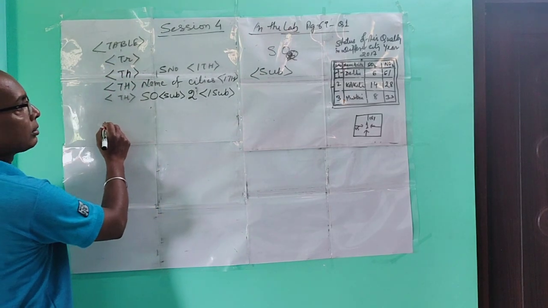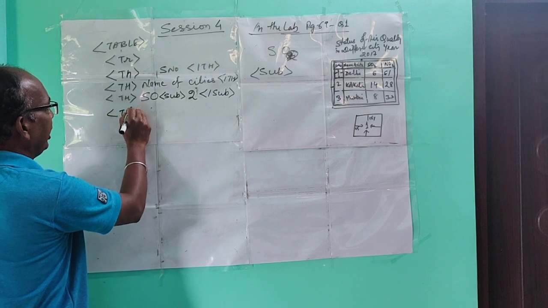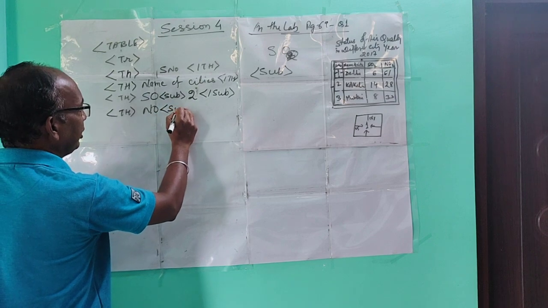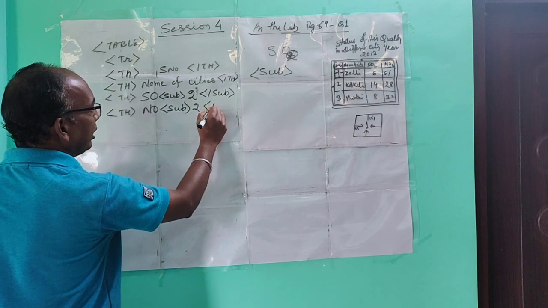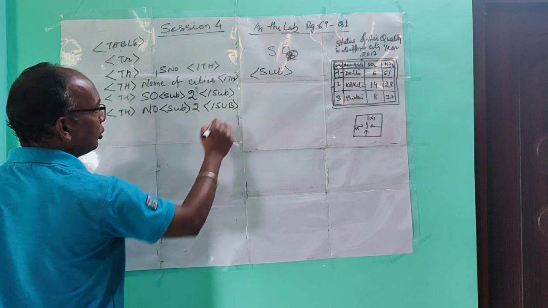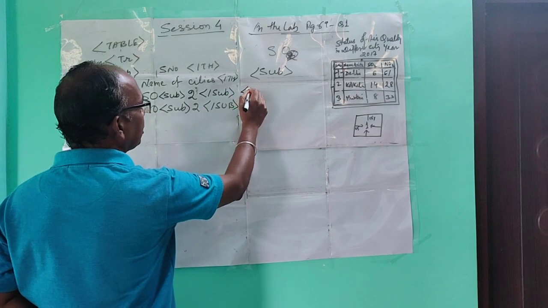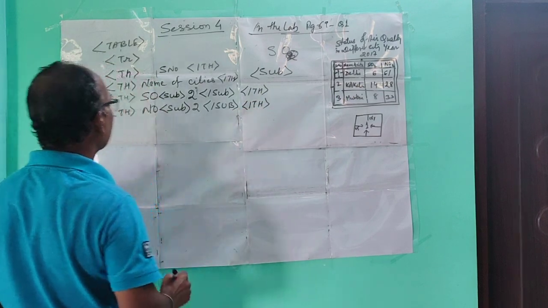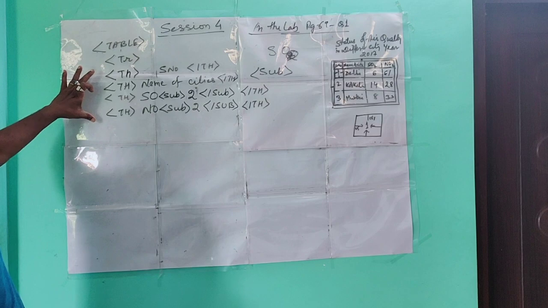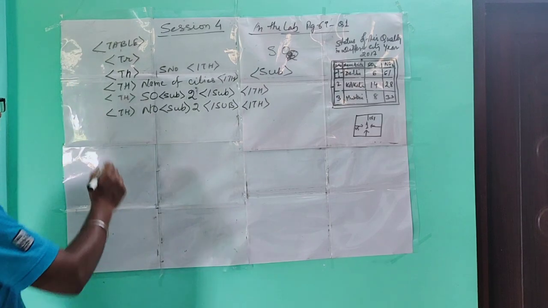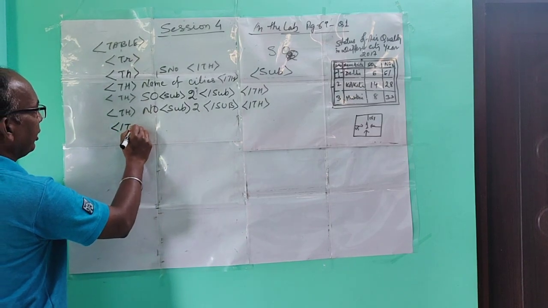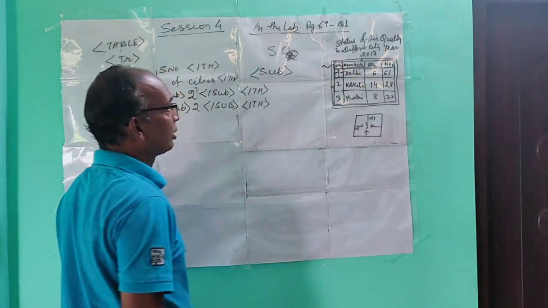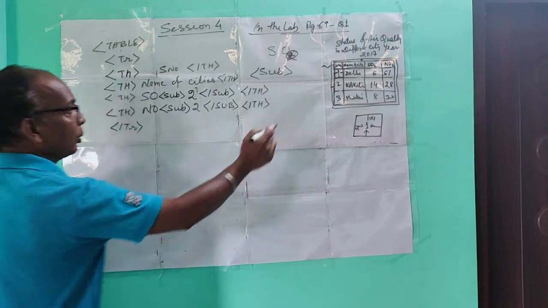So next is again th, NO2, with a subscript. So sub 2, then sub close. Here we have to close th, then close th. So our first row is finished. When the first row is finished, then close tr. So our first row is finished. Next, come to the second row.